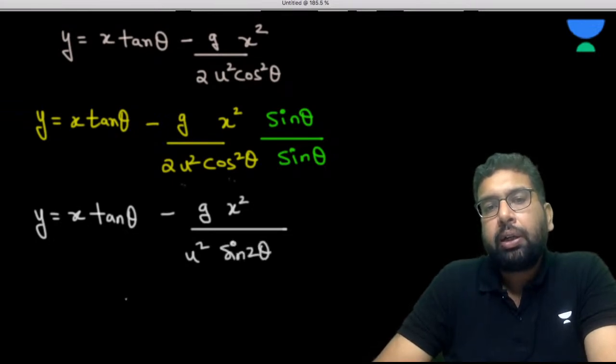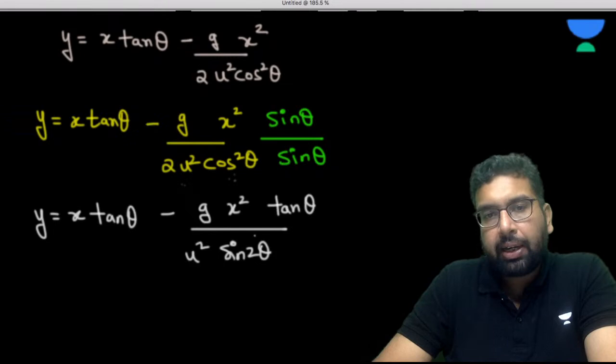Sir, how did you do it? See, 2 cos square theta. Let one cos theta go with the sine theta, so it will become tan theta. Do you agree or not? Please answer me. Okay. So 2 cos square theta sine theta.